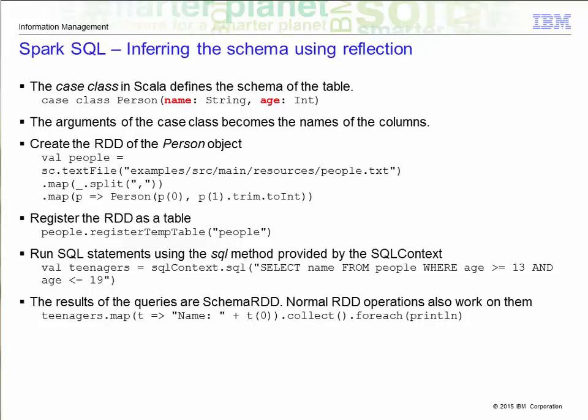Next, you register the people RDD that you just created by loading in the text file and performing the transformation as a table. Once the RDD is a table, you use a SQL method provided by the SQL context to run SQL statements. The example here selects from the people table, the Schema RDD. Finally, the results that come out from the select statement are also a Schema RDD. That RDD, teenagers on our slide, can run normal RDD operations.